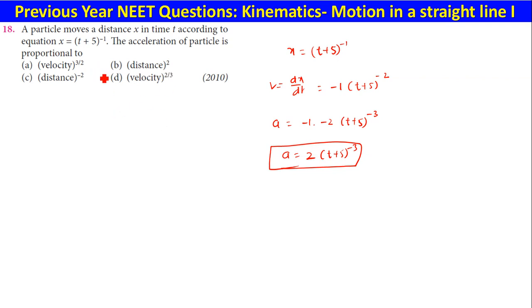But he is not asking about this. He is asking about dependence of acceleration on velocity and distance. Okay, now let us look at the distance. Distance is nothing but t plus 5 whole power minus 1. No? A is equal to 2 into t plus 5 whole power minus 1 whole cube. This is nothing but x, no? t plus 5 whole power minus 1 is nothing but displacement or distance, 2 into x cube. So here one thing clearly is saying that a should be directly proportional to distance whole cube. Is it possible? So distance, two options are there, none of them are having this.